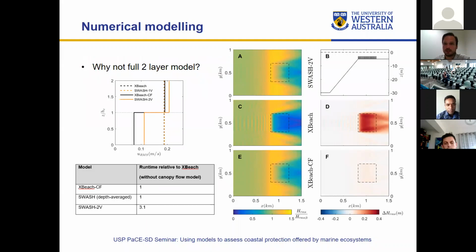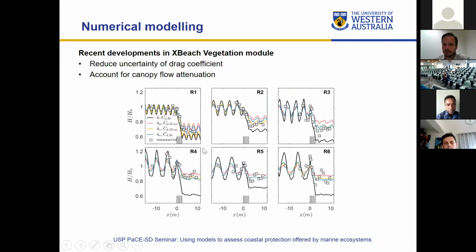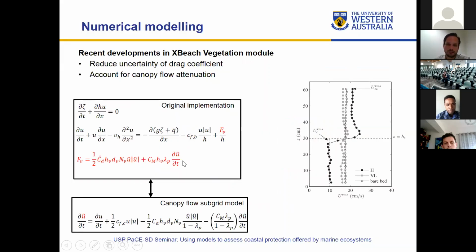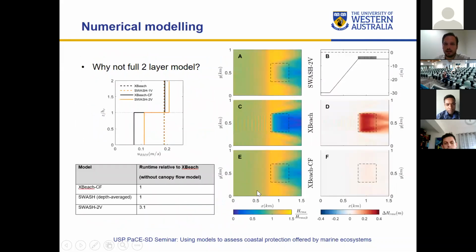Oh, but why don't you then just use a two-layer model? Because the whole point of this XSpeed implementation is that it's a subgrid model. So there's interaction between the two at each time step, but it doesn't directly solve both equations. And the reason for that is that XSpeed in itself is depth averaged, so it only calculates the depth-averaged velocity. And the reason why we kept it like that has to do with runtime.